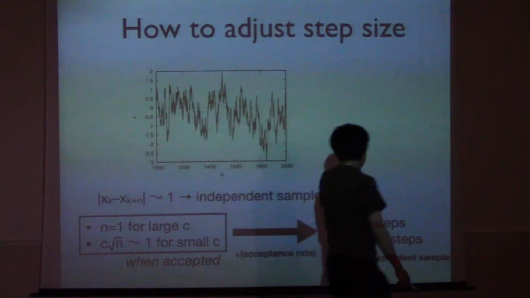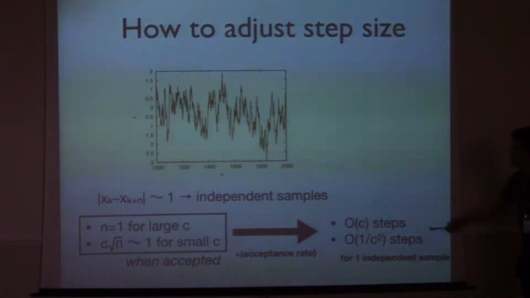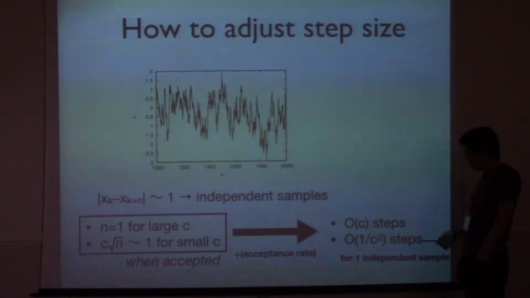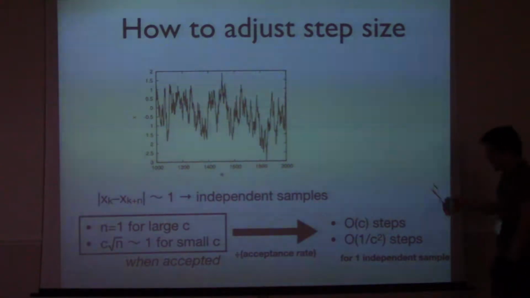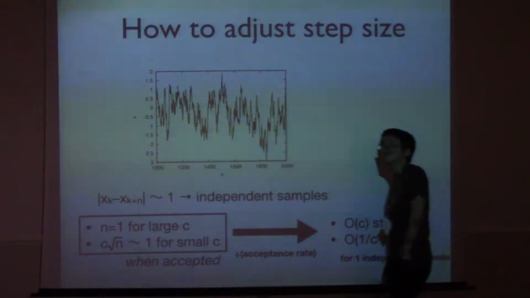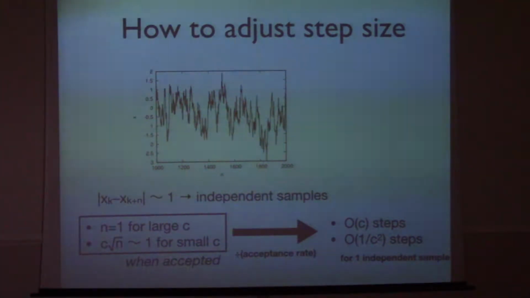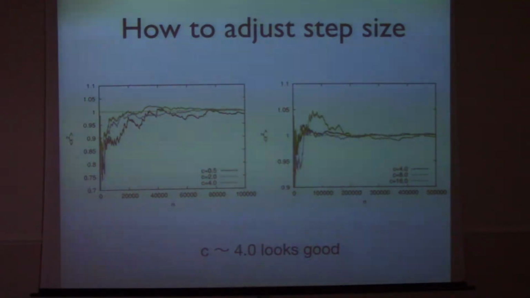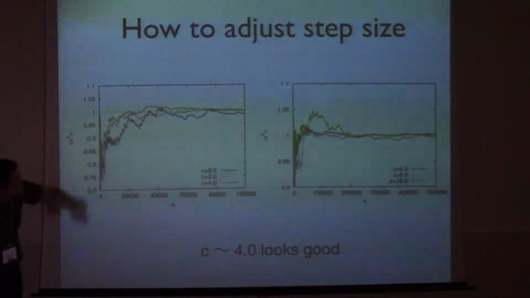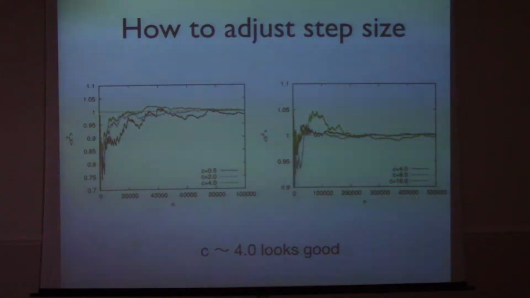we can see that for big C, we need order C steps to get one independent sample. For small C, we need order 1/C squared steps to get an independent sample. There is some sweet spot in between. If you make a plot by changing the value of C, in this case you can see that C equals 4 seems to be optimal.